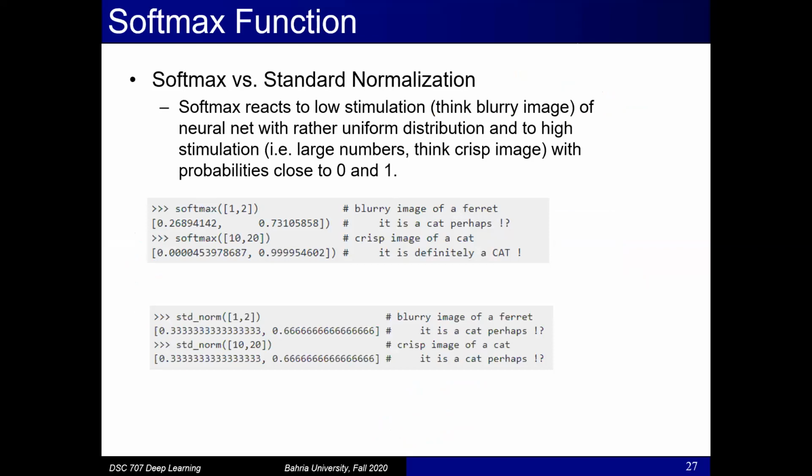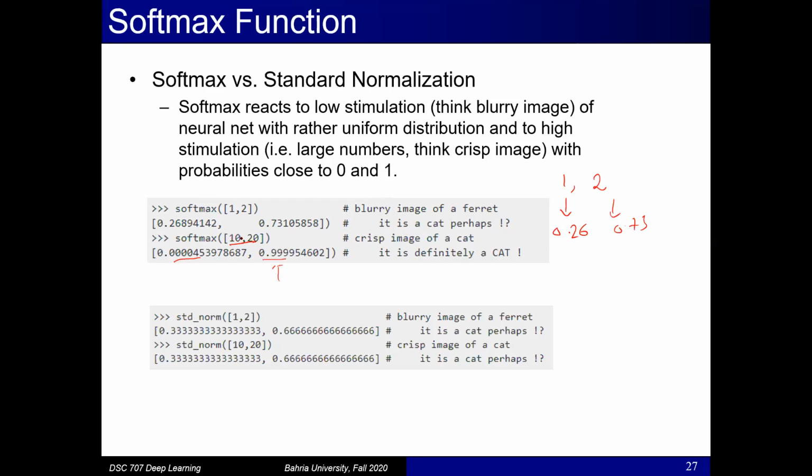Suppose there's a classifier which has to tell whether it's a cat or something else. Suppose the classifier gives you two numbers, 1 and 2. If you apply softmax, this 1 will become, I think, 0.26, and this 2 will become 0.73. On the other hand, if these numbers were, say, 10 or 20, then you see this score will become very close to 0, and this score is almost close to 1.